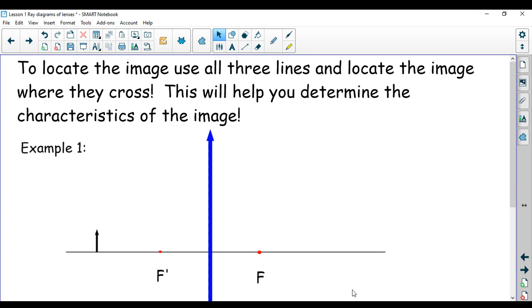This is our first example where we're going to put all three lines on the same diagram, and where they cross will tell us where our image is and what that image looks like. And remember, we're going to use the SALT system to describe that image. So size, attitude, location, and type. So that's basically what we're going to do.